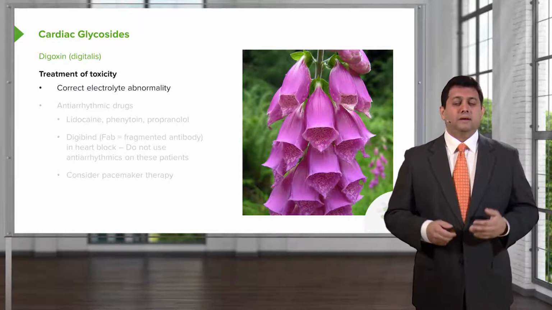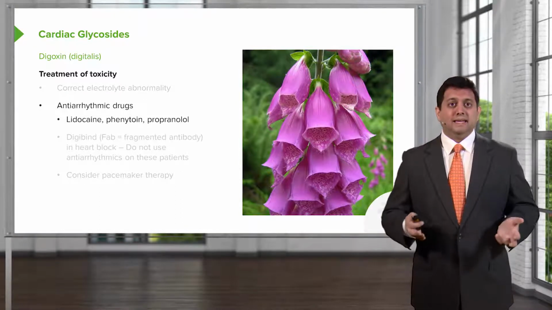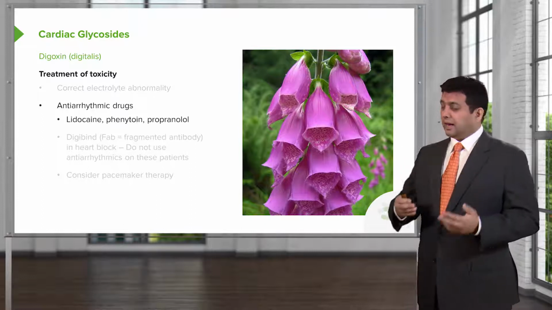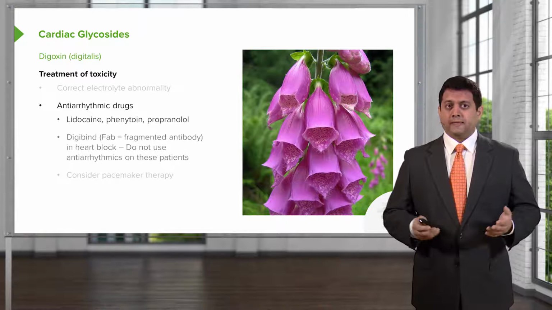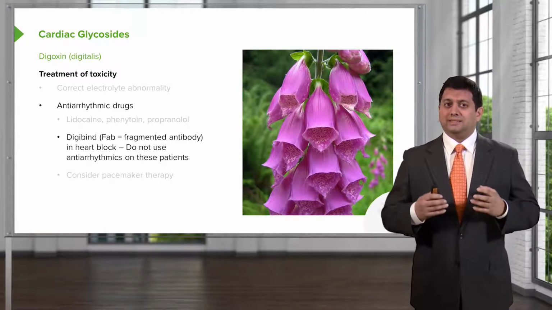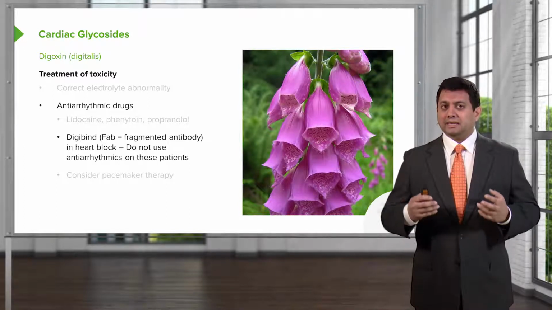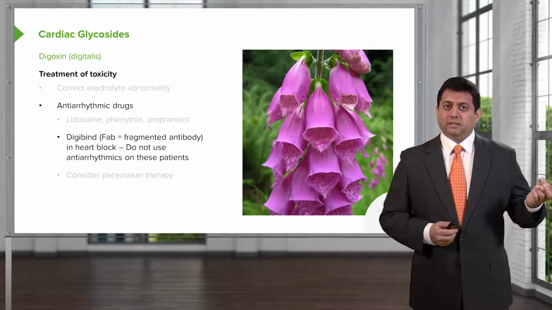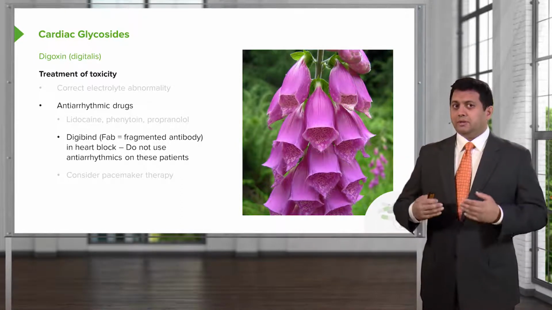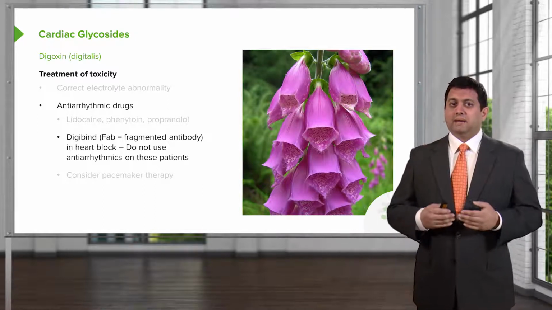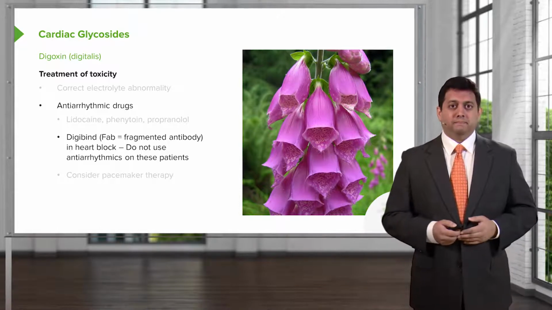How do you treat it? Number one, correct your electrolyte abnormality. Number two, we can give antiarrhythmic drugs. Lidocaine, phenytoin, and propranolol are some of the agents that we use. There's actually a product called Digibind, which is fragments of binding material that bind the digoxin in the serum and brings it out of activity. We do not use antiarrhythmics in patients who have heart block because the antiarrhythmics are not going to help them.